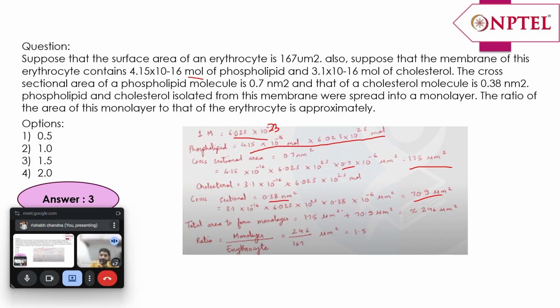To form this monolayer, these two components were used. So the total surface area from these two components would be added up, and that would yield 246 micrometer square. So the ratio of this monolayer to the erythrocyte would be 246 by 167, because the surface area of the erythrocyte membrane is already mentioned here. So that would be 1.5. The ratio would be 1.5. So any doubts in this particular question?